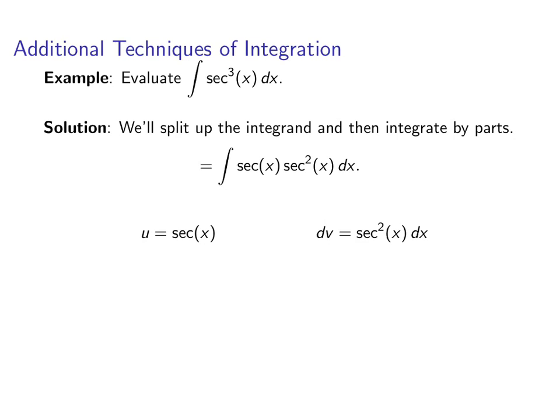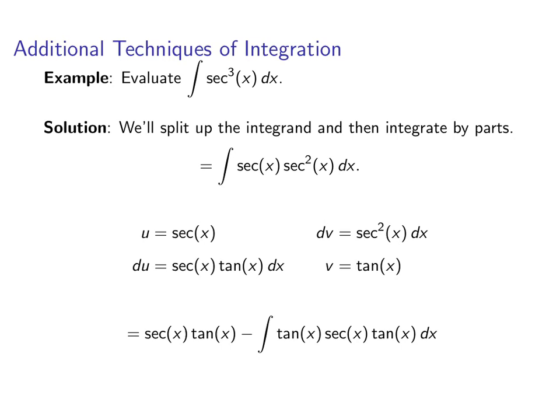So if u is equal to secant of x, then du is secant x tangent x dx. And of course v is tangent x. That's doing an antiderivative of secant squared x dx. All right, so we're integrating by parts. So let's see what we get.